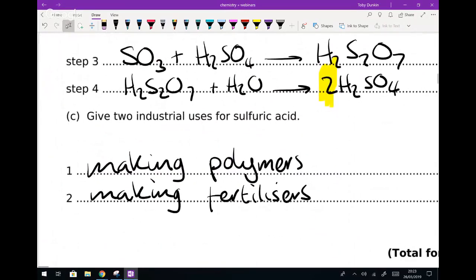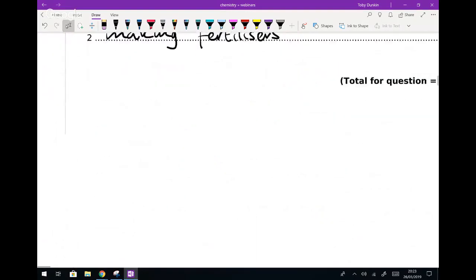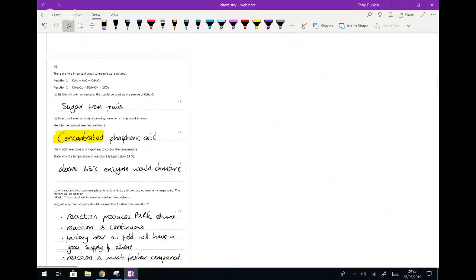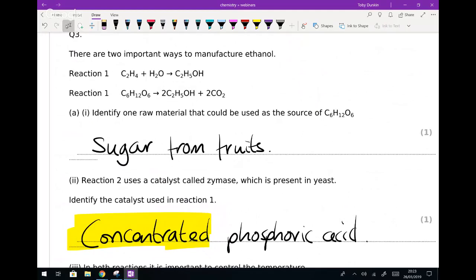Give 2 industrial uses for sulfuric acid. They can still do this: making polymers and making fertilizers. You can also say making explosives if you wish. Next, again, this is now definitely on your spec. Identify one raw material used as the source of glucose: sugar from fruits.